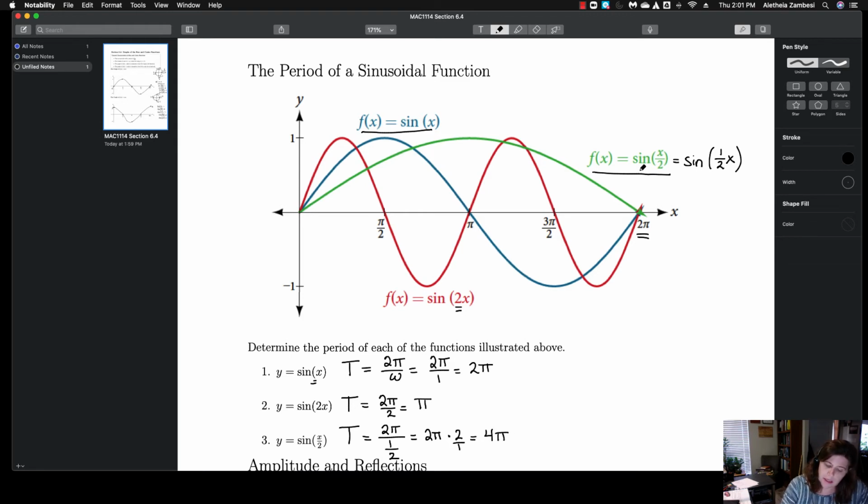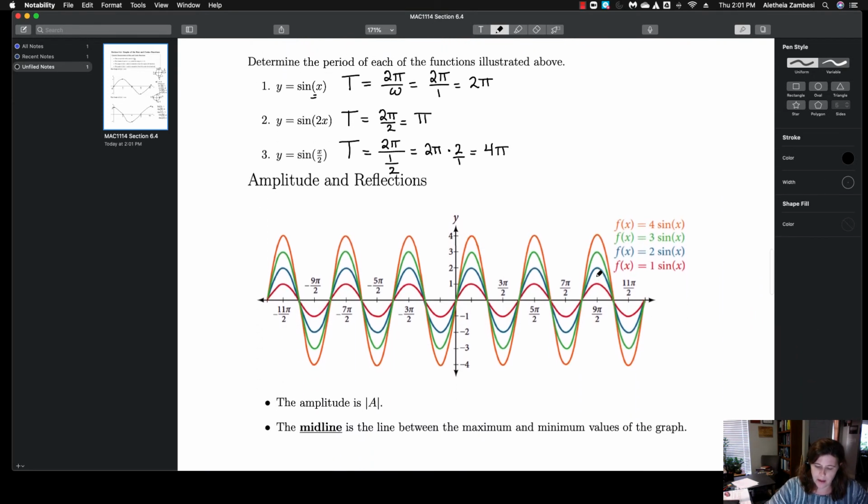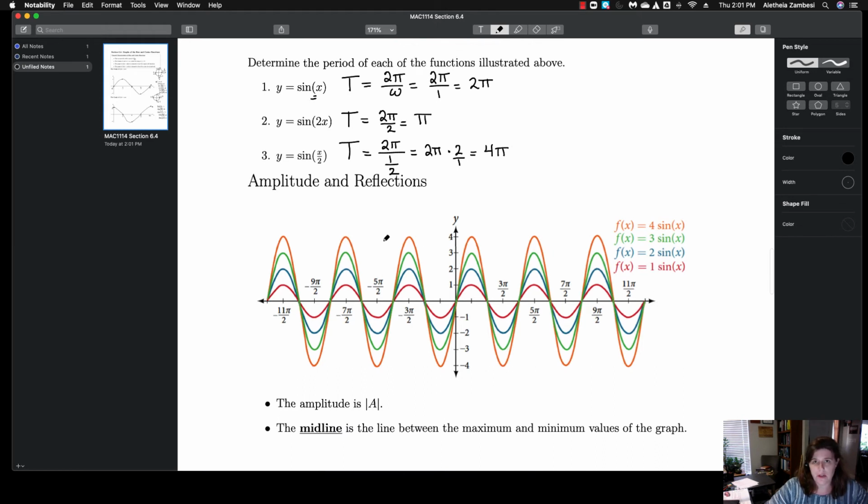So if I'm looking at the green line here, you notice that it's only halfway through the cycle at 2 pi. So to get all the way through the bottom half, I'd have to go all the way out to 4 pi here.